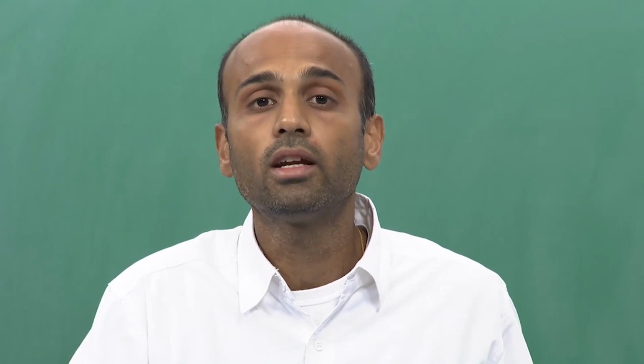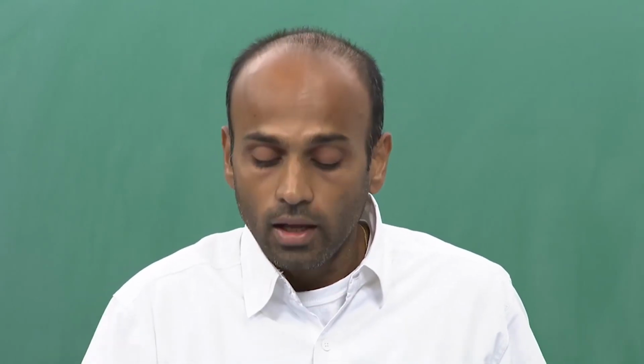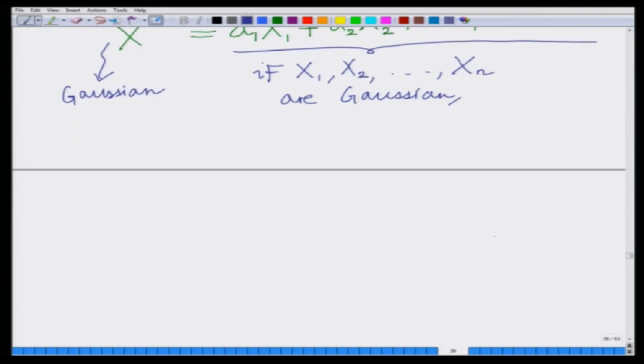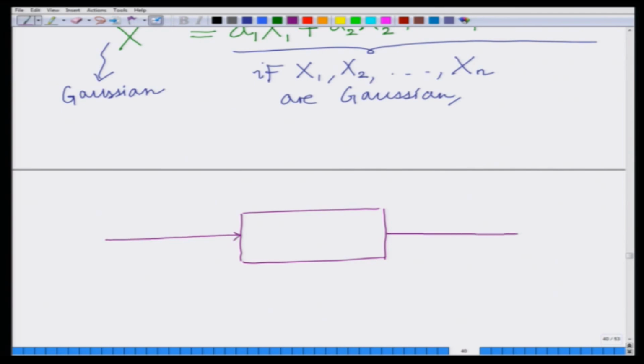What is the interesting implication of this in the context of random processes? If we consider a linear system, and especially a Gaussian random process, what we have is a linear system characterized by an impulse response h of t. The moment we say it has an impulse response, it means that it is an LTI system.